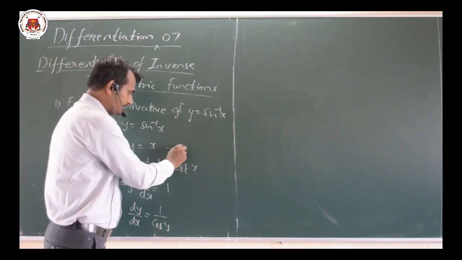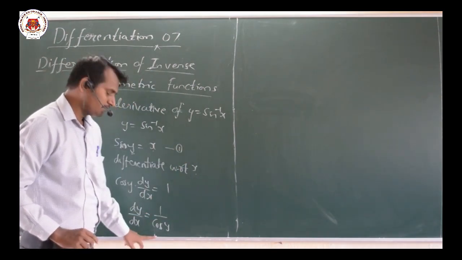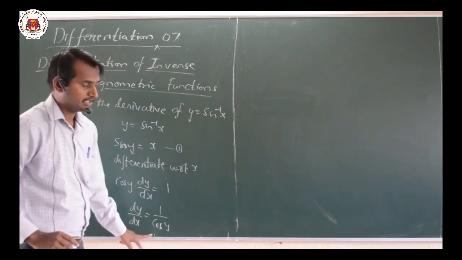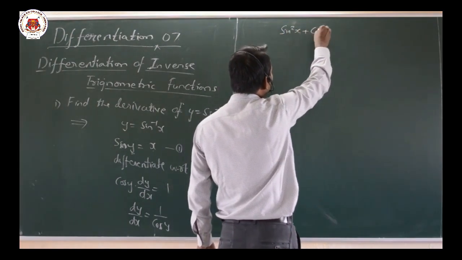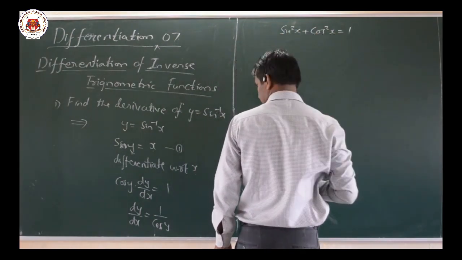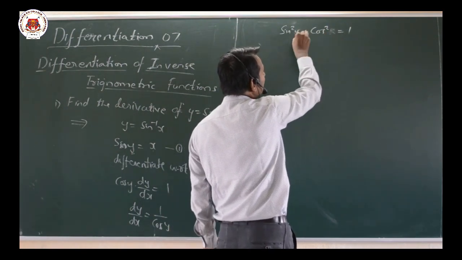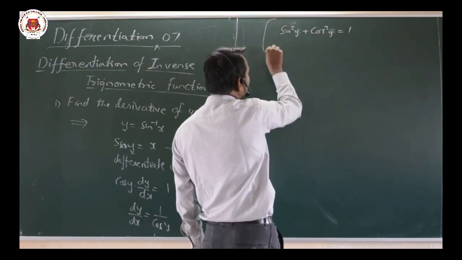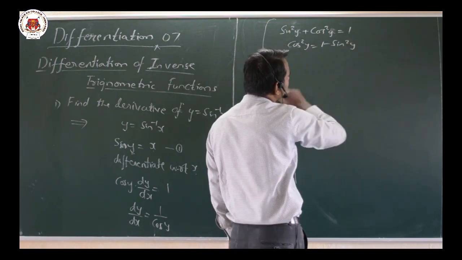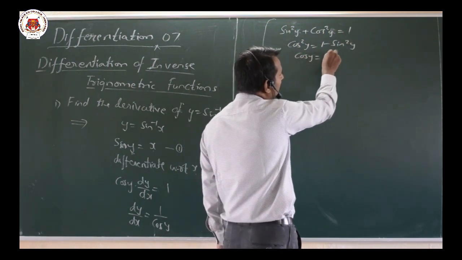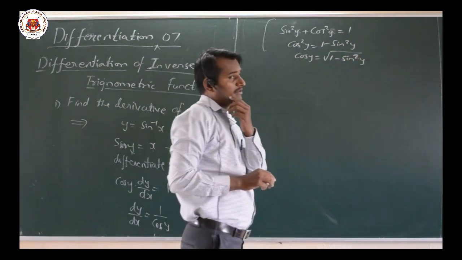You can take it as equation number 1 here. Now for dy by dx I require everything in terms of the independent variable x only. So we know that sin square x plus cos square x equal to 1. Similarly, instead of x I will write y here. Sin square y plus cos square y is equal to 1. That means cos square y is equal to 1 minus sin square y, or else cos y equal to root of 1 minus sin square y. Here I will take only the positive value.